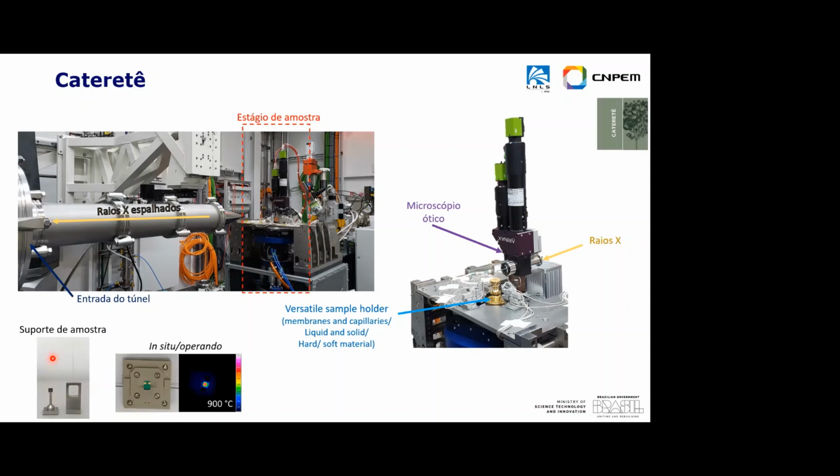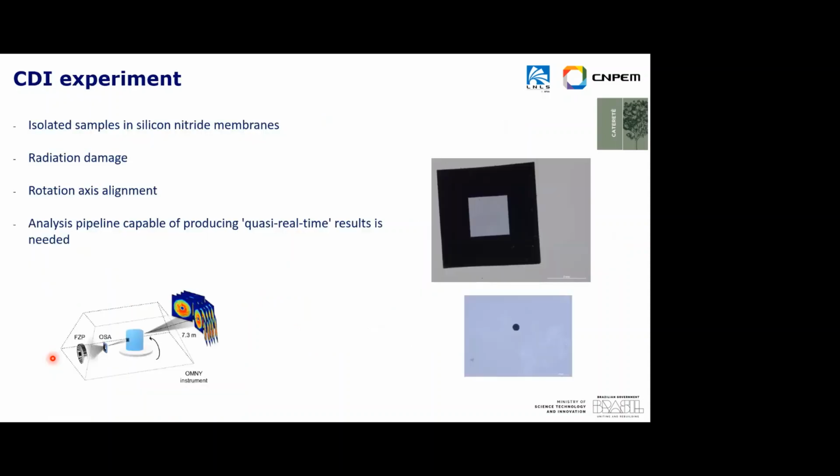And we can use this optical microscope to visualize, then we can choose what candidate we're going to analyze and to align the center of rotation for the tomography. So for the CTI experiments, the most challenging part is sample preparation.